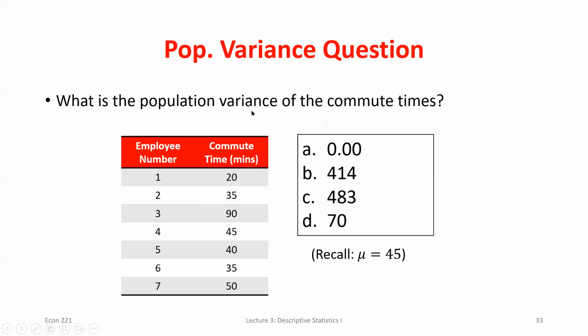Yeah, zero. What would the data set have to look like if it was zero? All the same commute times, right? We don't have all the same commute times, so very easy to quickly rule A out. Now from there, I just have to go through and actually calculate it. So I'll take the first commute time of 20, subtract 45, which was our mean that we found from last class. So 20 minus the mean of 45, squared, 25 squared is like 625 maybe. Write that number down. 35 minus 45 squared should be 100. Write that number down. We just go through and do that for every single observation.